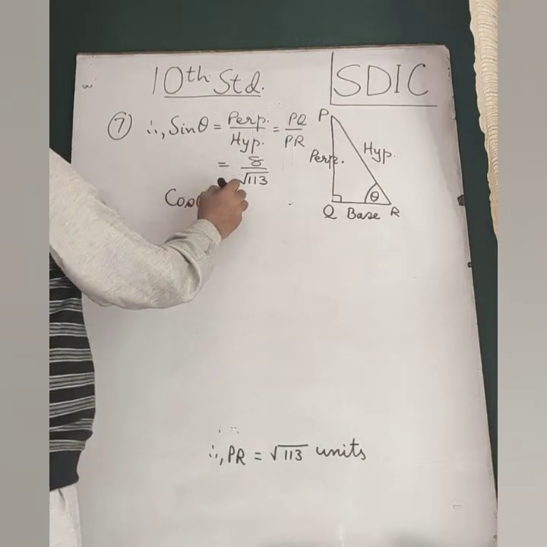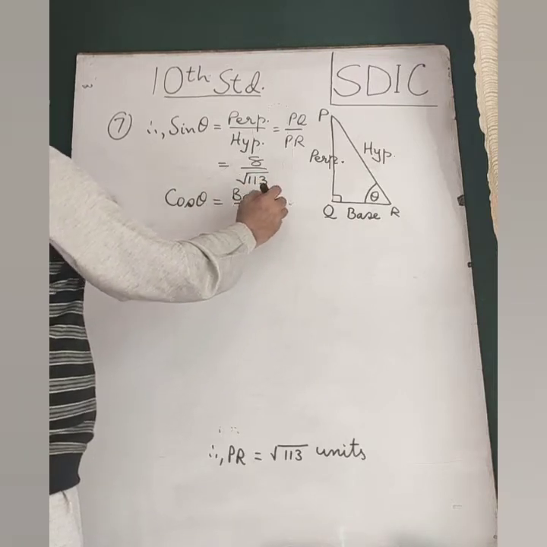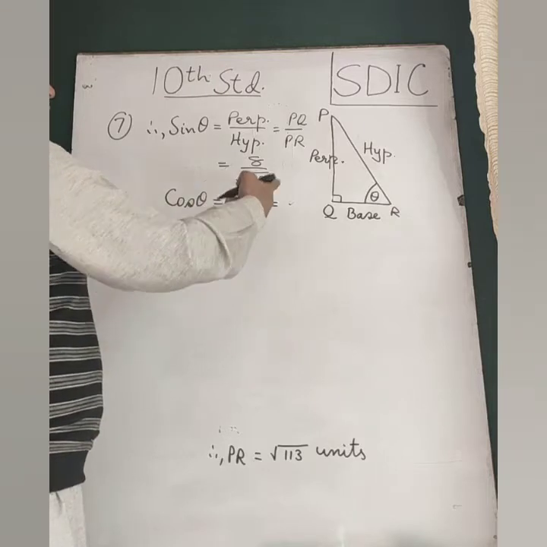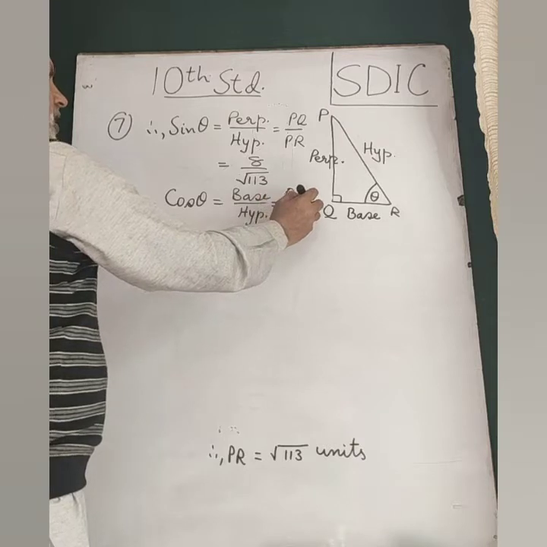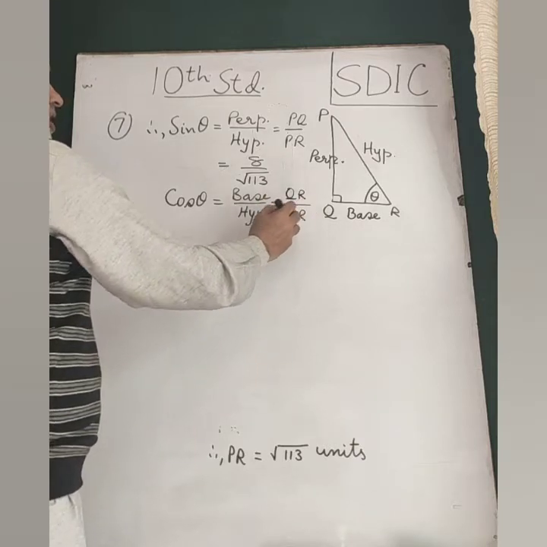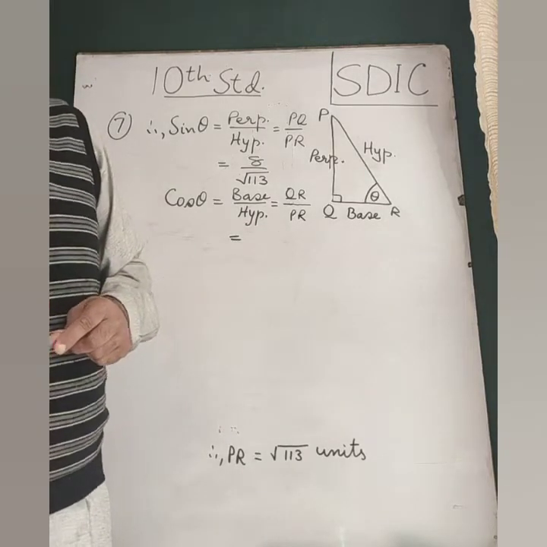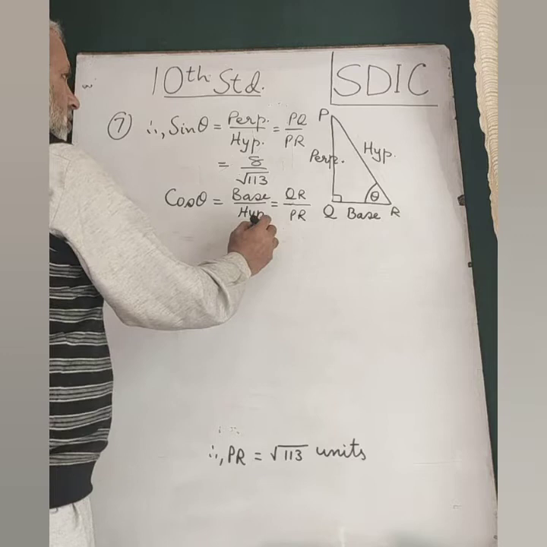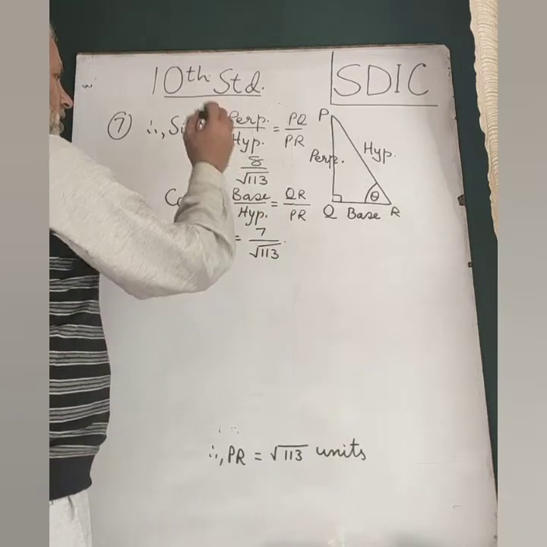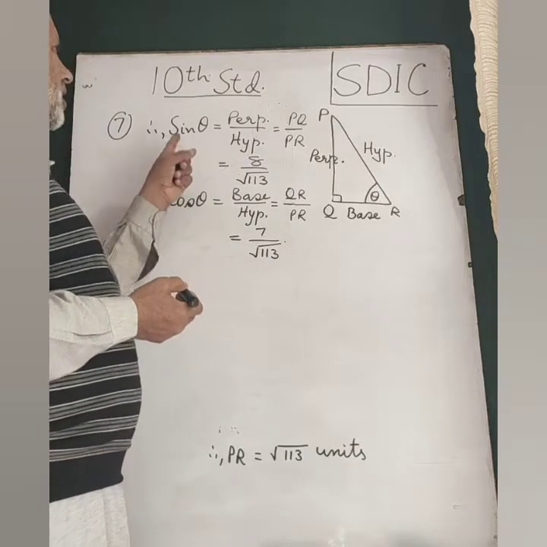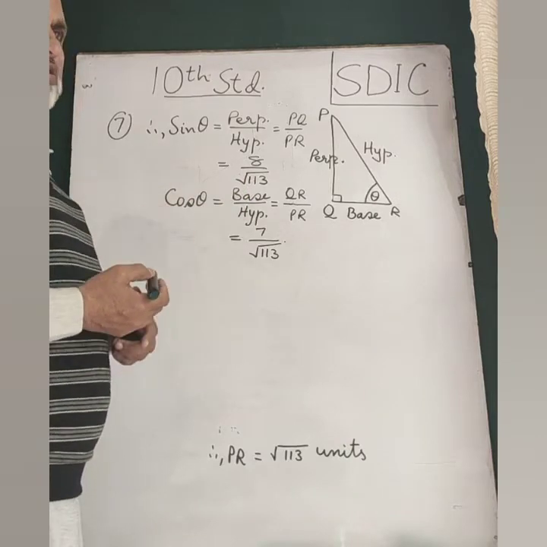Then cos theta also we need. It is base by hypotenuse by definition. Names of base and hypotenuse have already been identified. QR being the base, hypotenuse is again PR. And then use their values. The value of QR is 7 divided by PR, which is again square root of 113. This is the value of cos theta. Sin theta is 8 by square root 113. Cos theta is 7 by square root 113.